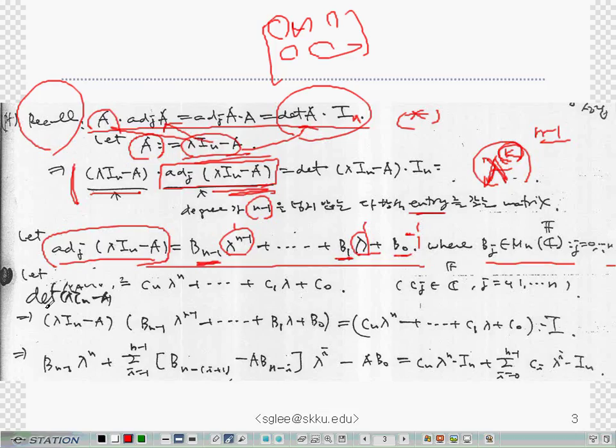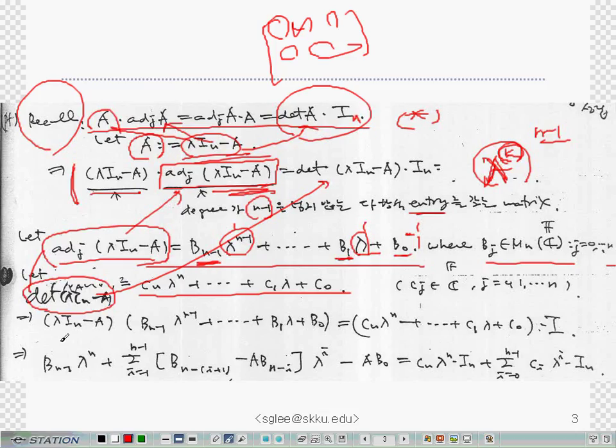Also, the determinant of lambda I minus A can be written as this polynomial of lambda. Actually, it's a scalar. Okay, so with this, we can put this one here and that one here.